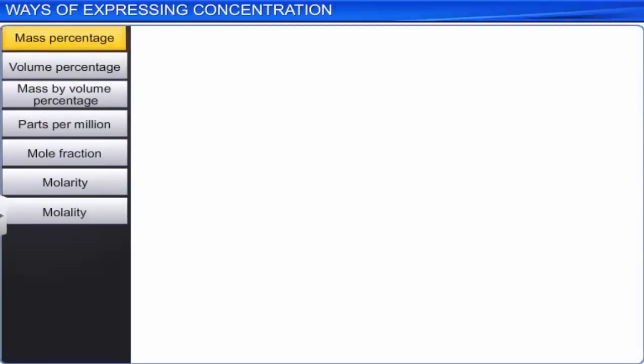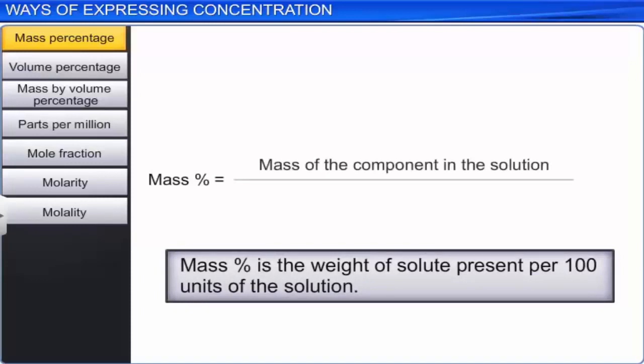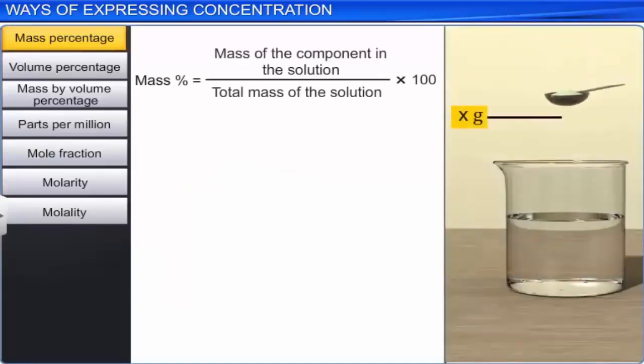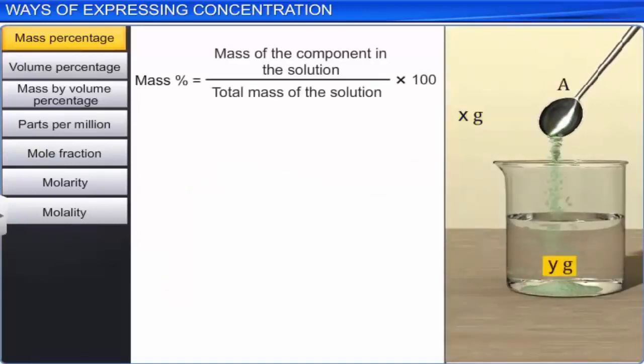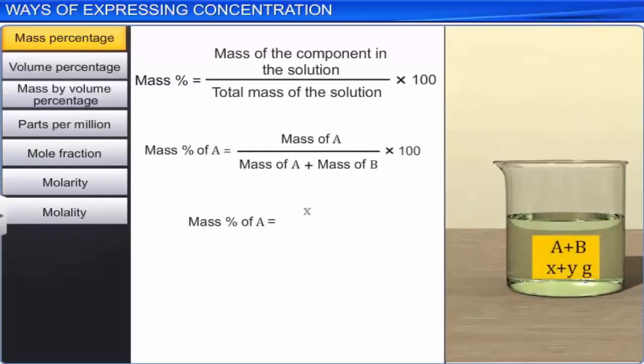The mass percentage of a component of a solution is defined as the mass of the component in the solution divided by the total mass of the solution multiplied by 100. It is important to note that as we are expressing the concentration in percentage, it implies that we are defining it per 100 units of the solution. If X grams of component A is dissolved in Y grams of component B, then the mass percentage of A is given by X, which is the mass of A, divided by X plus Y, which is the total mass of the solution, multiplied by 100.